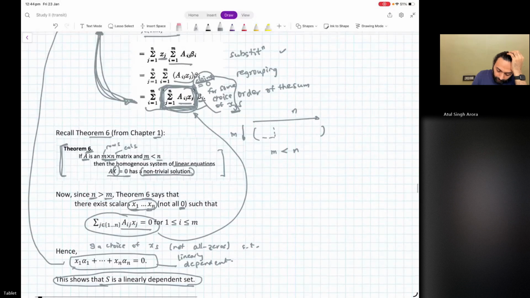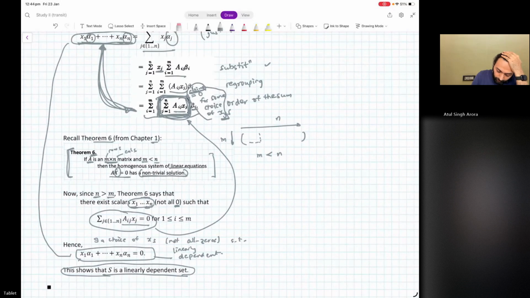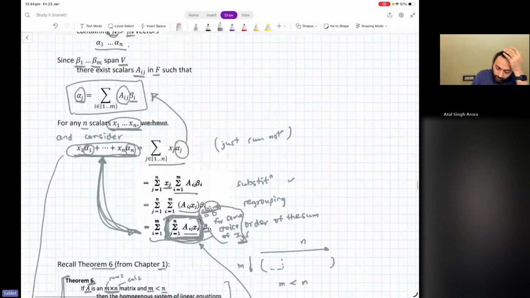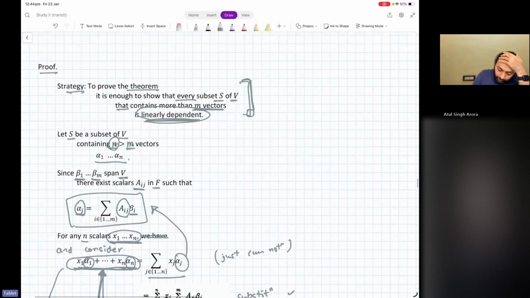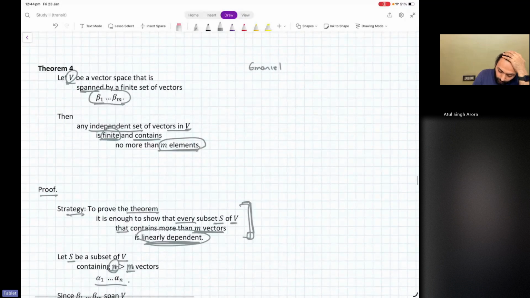But what are the elements of the matrix m cross n? How are you making the matrix? Okay, so that comes from the previous step, right? So what we are given is, in the theorem statement, what are we given?